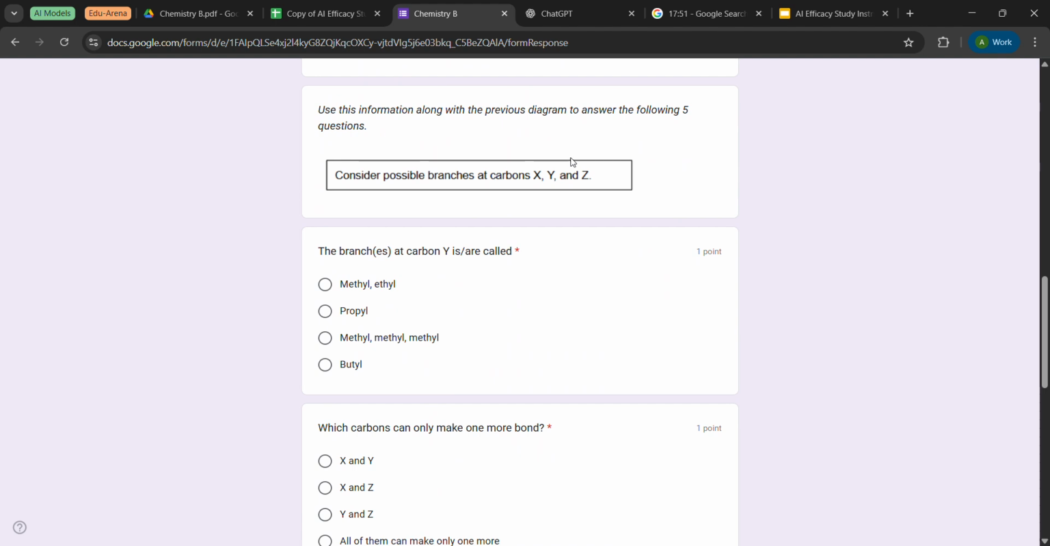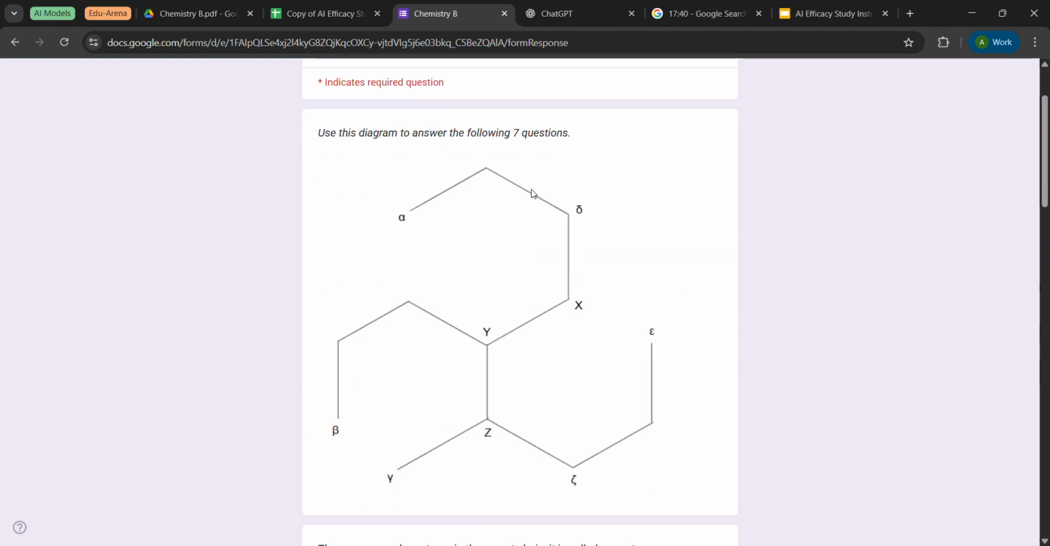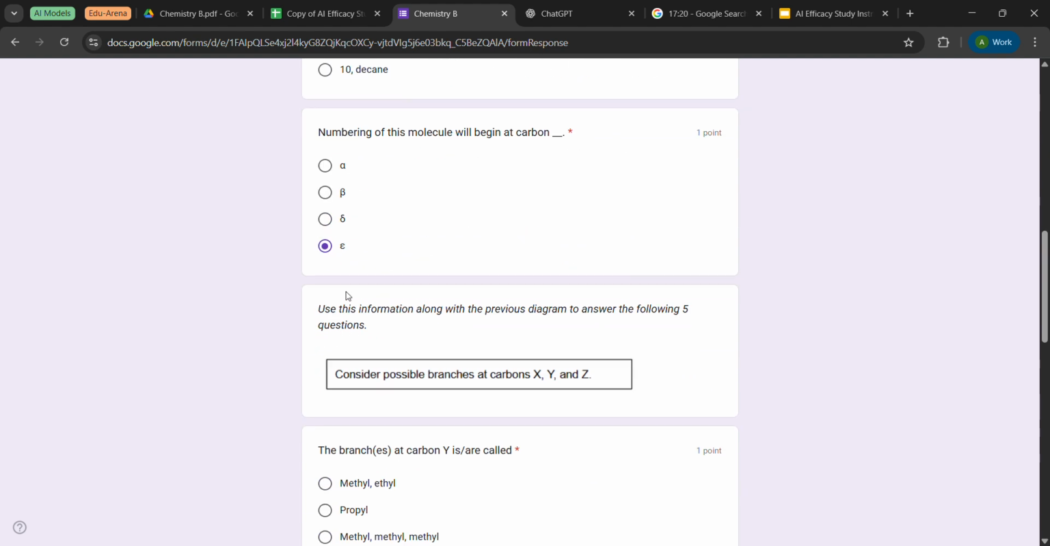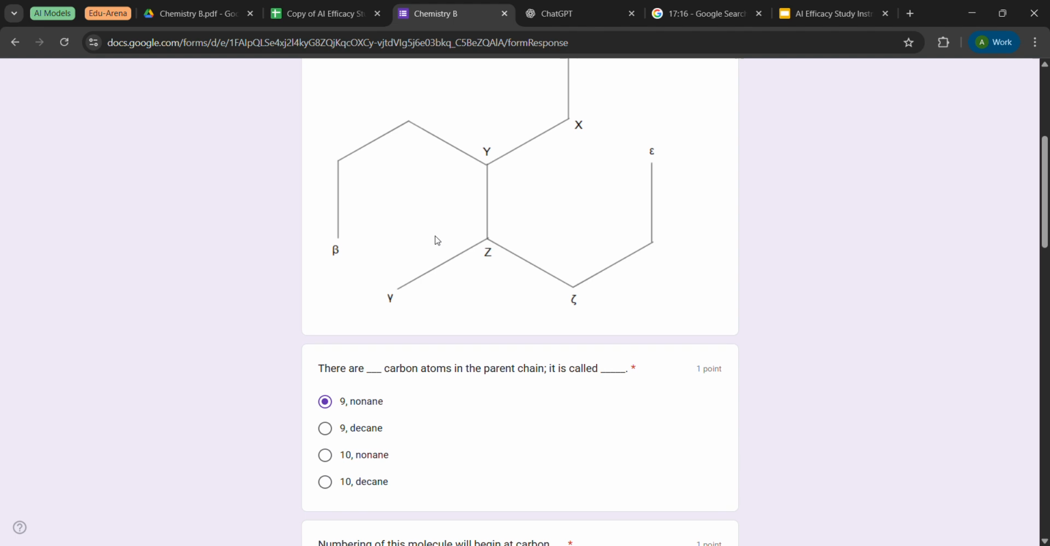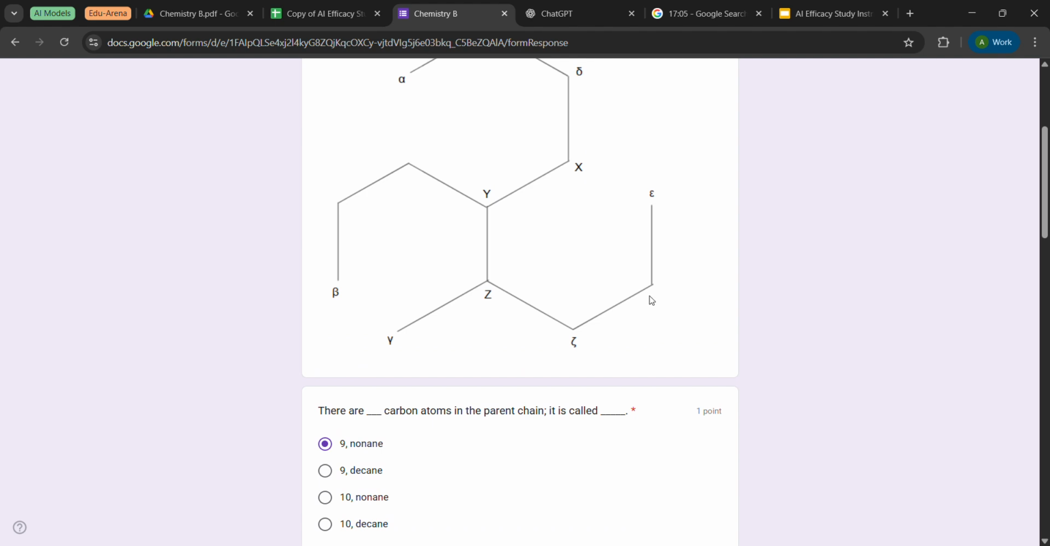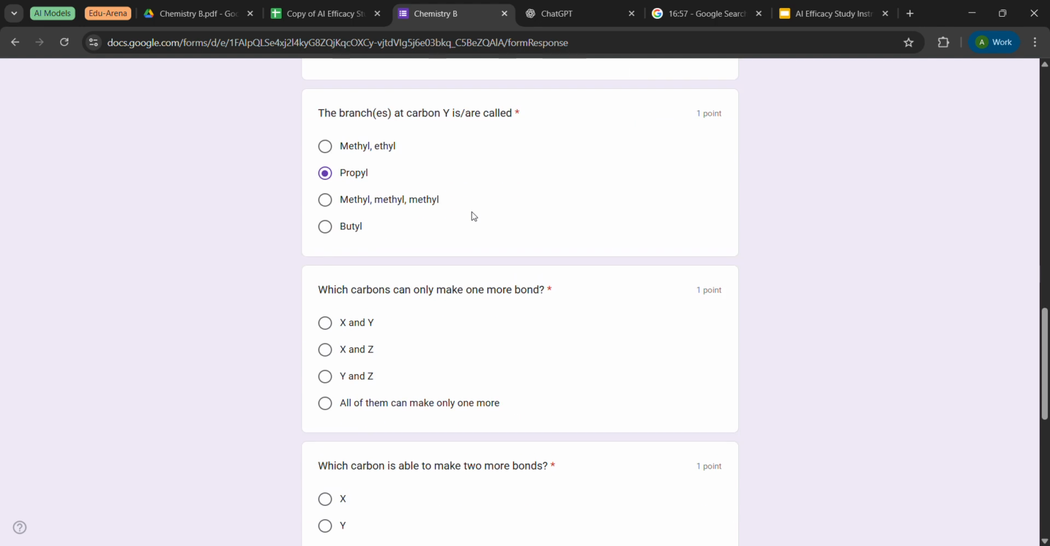Use the following information along with the previous diagram to answer the following questions. Consider the possible branches at carbons x, y, z. So the branches at y are called, and we have to know what the branches at y are called. The y branch basically means this particular branch. So this is meth, eth, and prop. So I'm guessing it should be propyl. This is the main parent chain, and this is the side chain or the branch. So I'm guessing propyl is the correct answer.